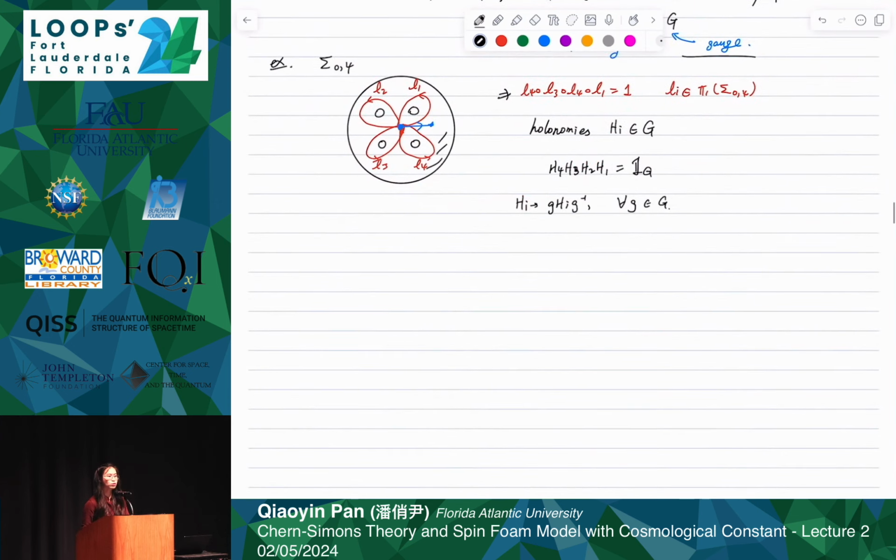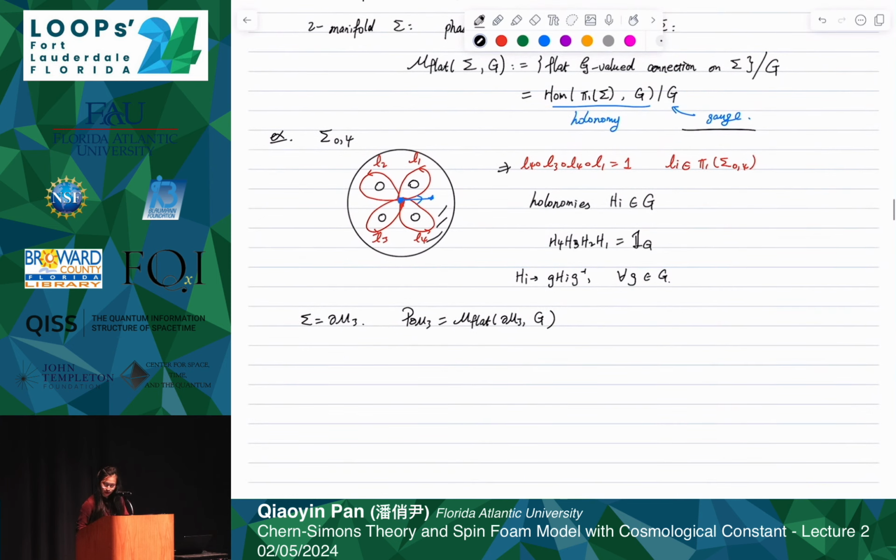Now, our two manifold is the boundary of the three manifold. Then the phase space is the moduli space of G-valued flat connections on the boundary of a three manifold. I would denote it by P of partial M3. And let me also tell you that this manifold, in general, is a Poisson manifold. And the boundary of a three manifold is a closed manifold, and this becomes a symplectic manifold. So it has a symplectic structure.